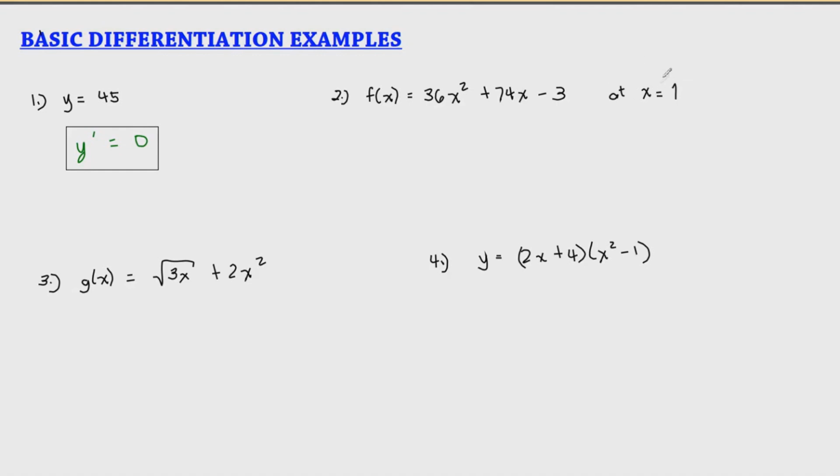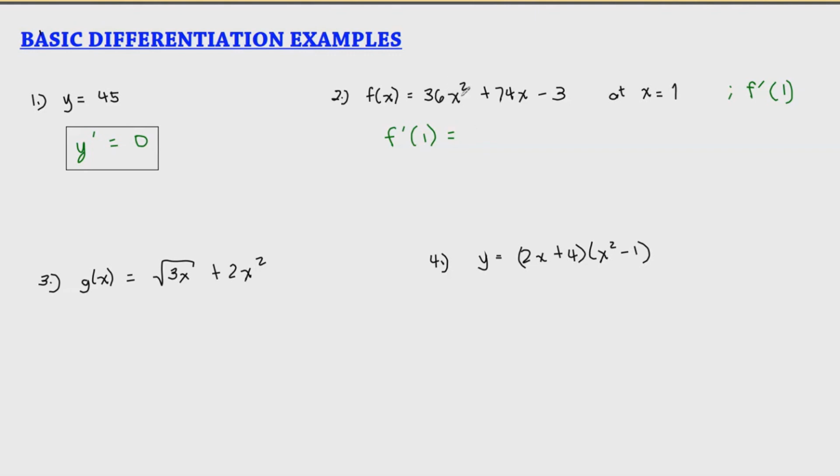What it means by this at x equals 1 is that you need to find the derivative of this function and then substitute this value of 1 to that derivative. So in short, this simply means that if we take the derivative of this function, you'll have to substitute 1 to that derivative. So this is what we mean by this at x equals 1. So f prime of 1 is equal to the derivative of this one.